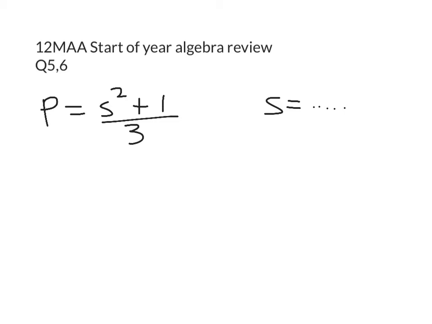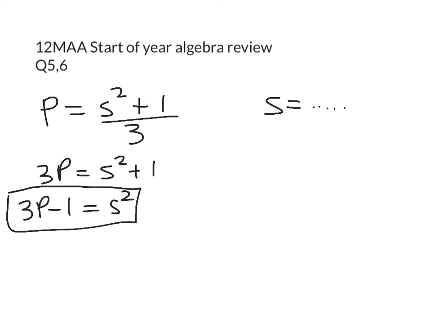First thing we're going to do is multiply through by 3. We get 3p equals S squared plus 1. And now we have 3p take away 1, subtracting 1 from both sides, leaving me with S squared here. So that's all good. Now most of you got that far. The next bit is where we need to just exercise a little bit of thought.